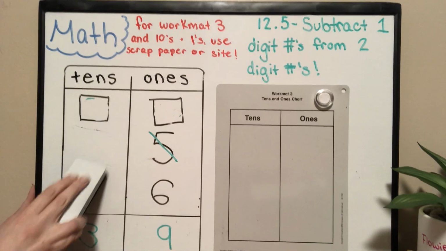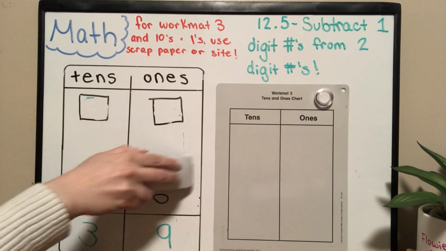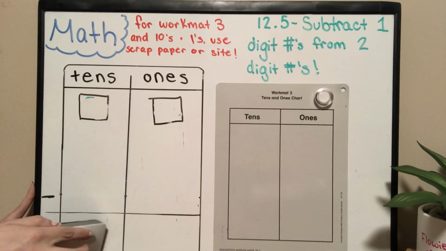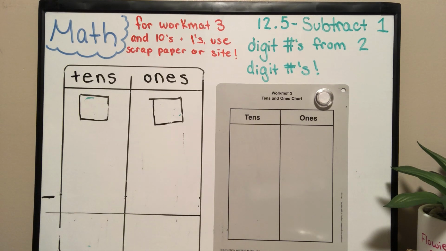Make sure your work is down there. I want to make sure that you're crossing out the numbers in the 1s and the 10s spots when you have to, okay? Because you might not always have to.